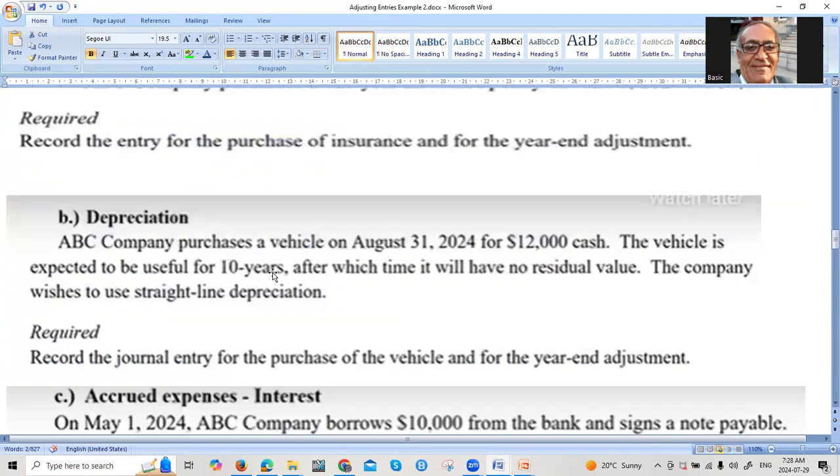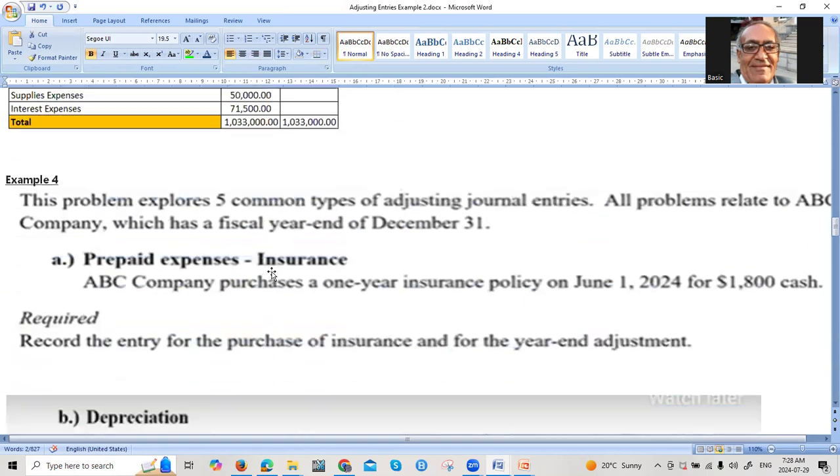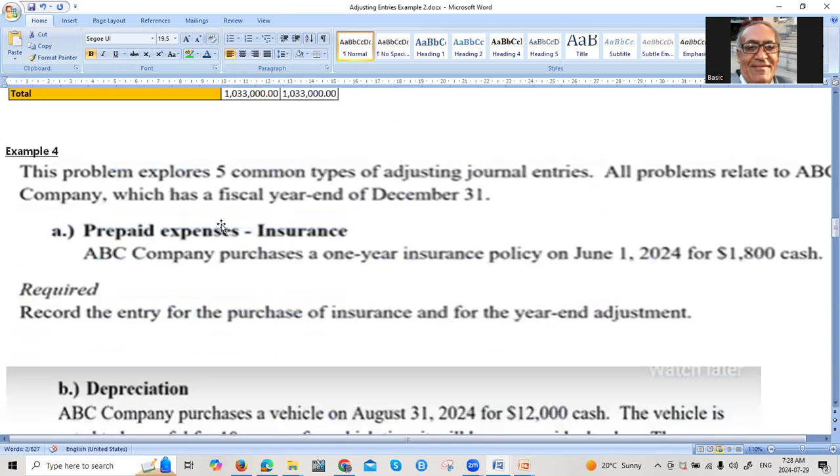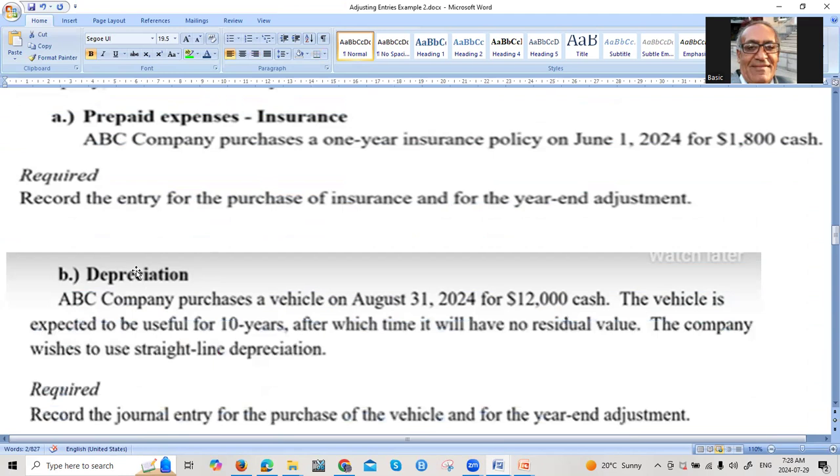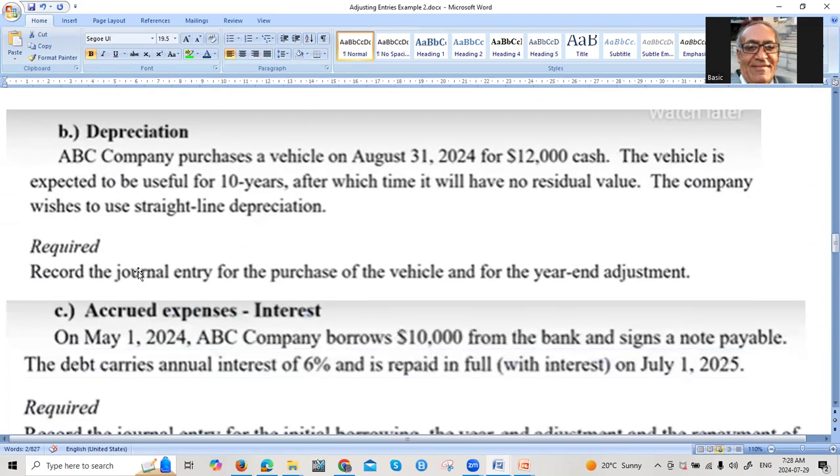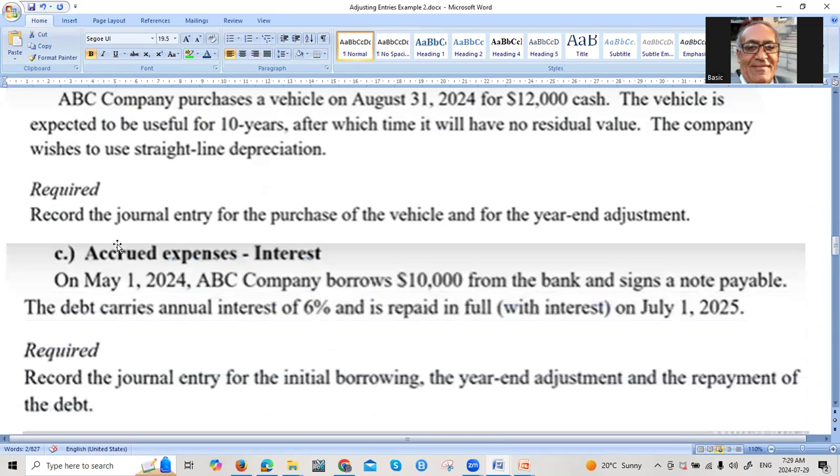We talk now about two things. We talk about prepaid insurance or prepaid expenses. One example of the prepaid expenses is the insurance. And the second thing is the depreciation. Third, we call it accrued expenses. Accrued expenses, or the interests.